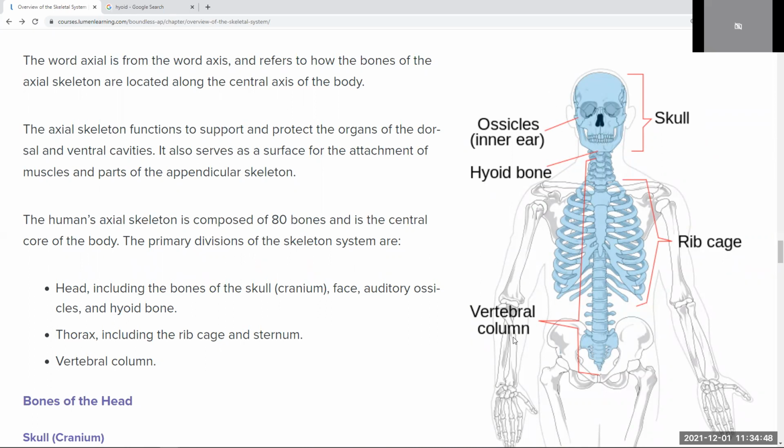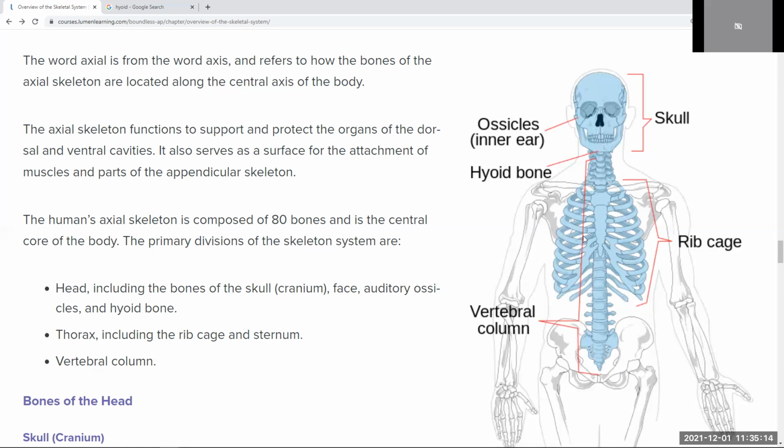So collectively, how many vertebrae do we have? 7, 12, 5, 5, 4. 33. I know, let me see, my maths wasn't good. 7 and 12, 19, and 5, 24, and 5, 29, and 4, 33. Very good. So collectively, we have 33 vertebrae. And these are attached to our ribs. How many ribs do we have?